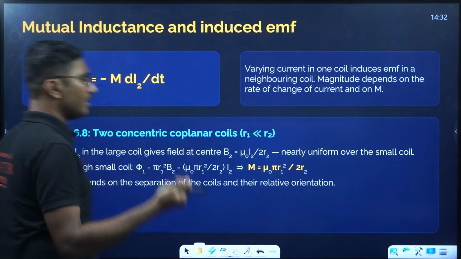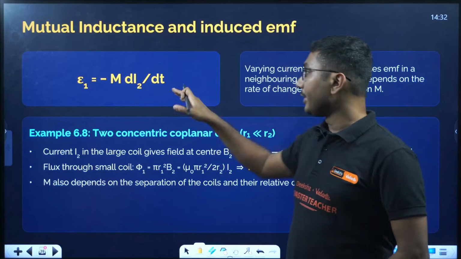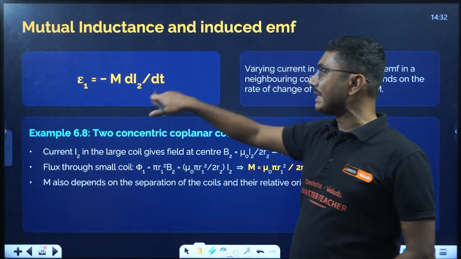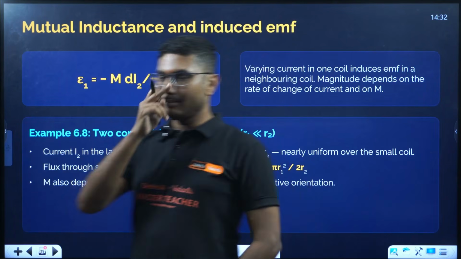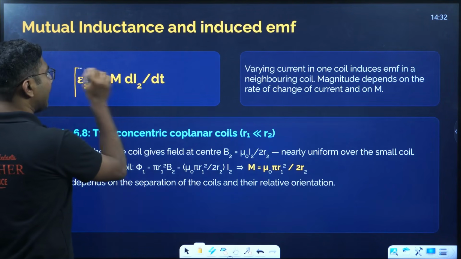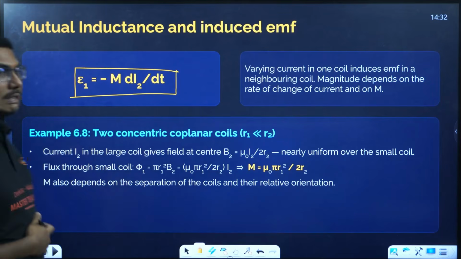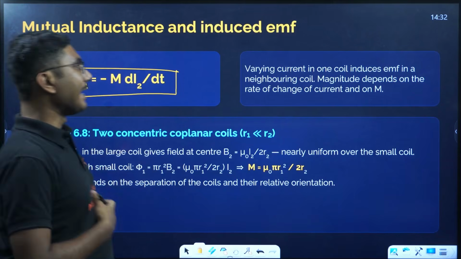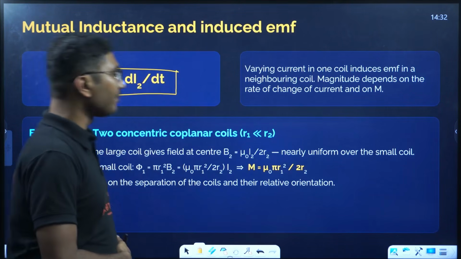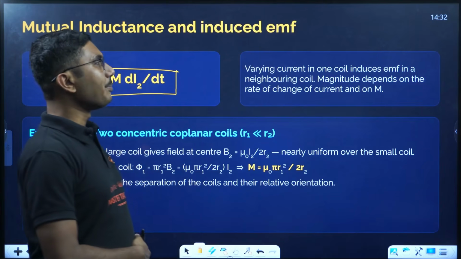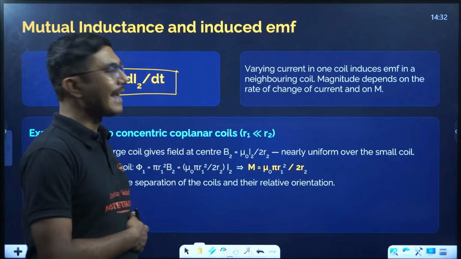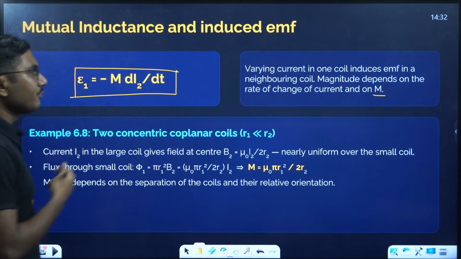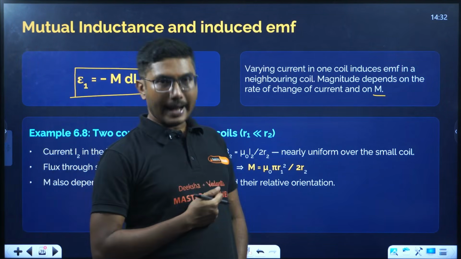So that is what you need to be careful about. If the induced EMF due to current flowing in the second coil S2 into the first is given by epsilon equal to minus M di2 by dt. So remember that the induced EMF is given by minus M di by dt. That is a shortcut formula you need to remember. Varying current in one coil induces EMF in a neighboring coil. The magnitude depends on the rate of change of current and on the mutual inductance M.